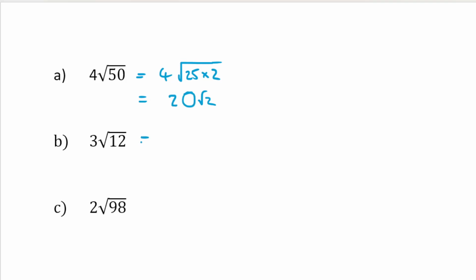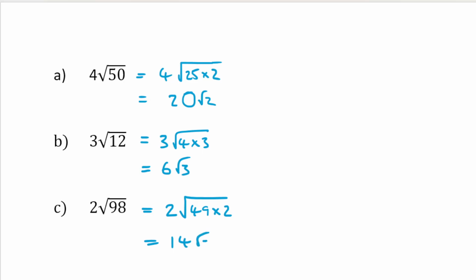Next one, let's say I've got 3 root 12. That would be 3 times the root of 4 times 3. And 4 can square root to give 2. So I've got 3 times 2, which is 6 root 3. And last one, 2 root 98. Well, this requires a bit of extra thought, but I could say this is 2 times the square root of 49 times 2. If I square root 49, I get 7. And then 2 times 7 is 14. So I end up with 14 root 2.